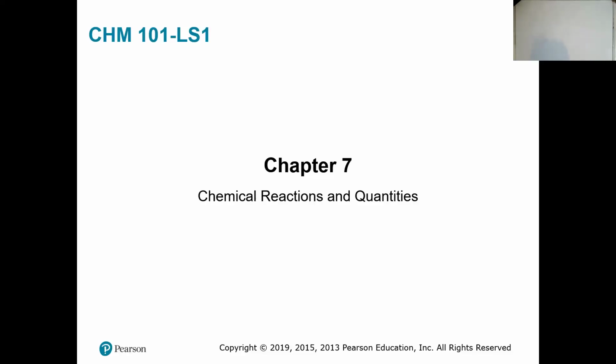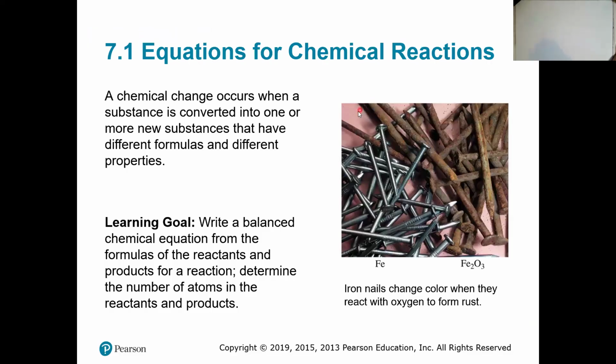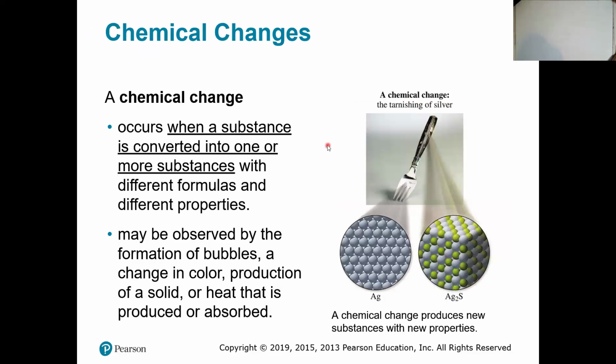Okay, so this is chapter 7, where we're going to talk about chemical reactions, and then look at how we use chemical reactions to do some calculations. So we're going to start to look at how we write out chemical reactions and how we know that a chemical reaction is going to be occurring in this chapter.